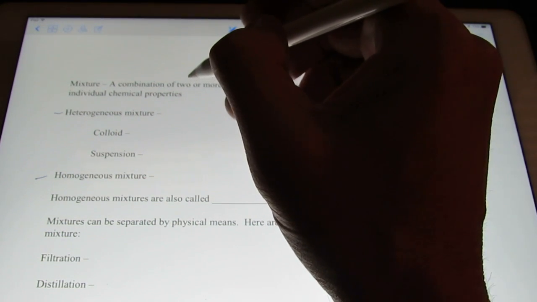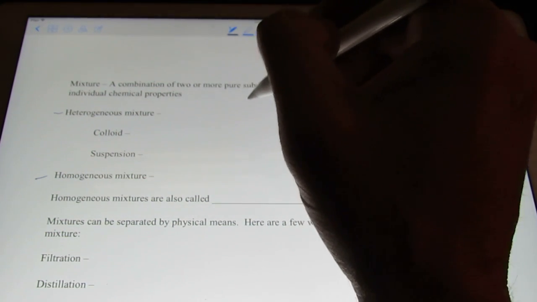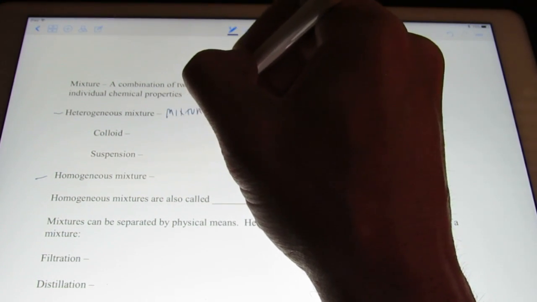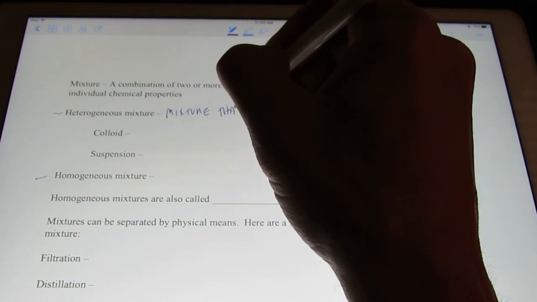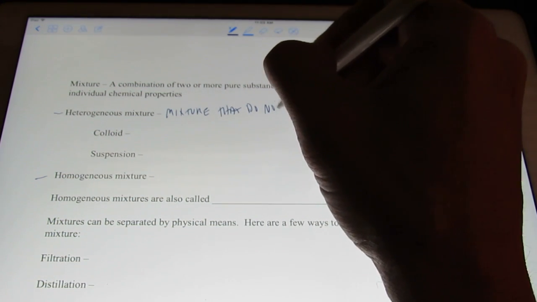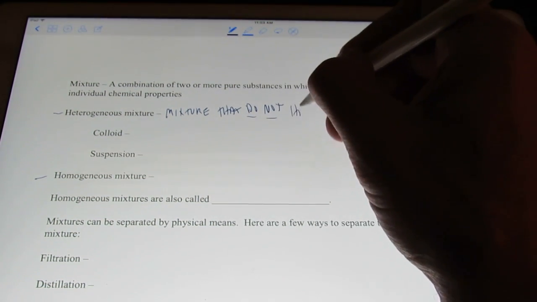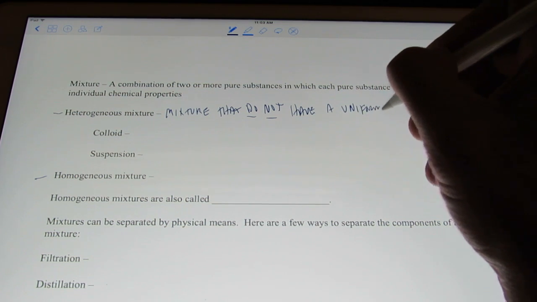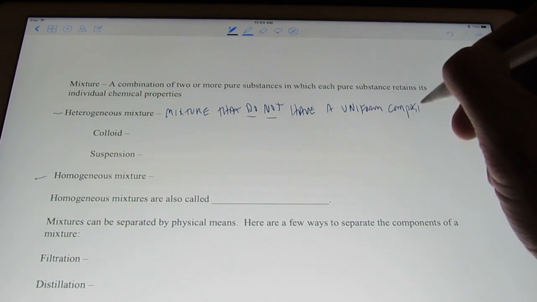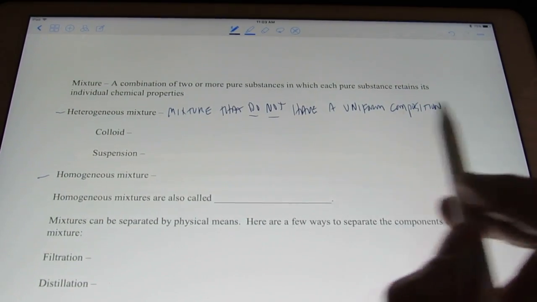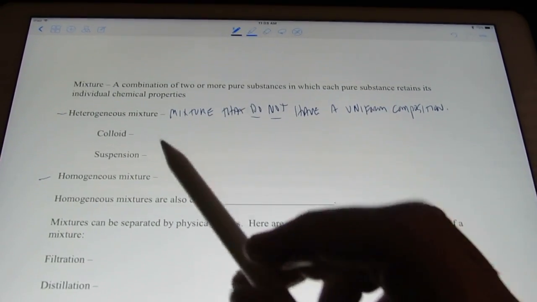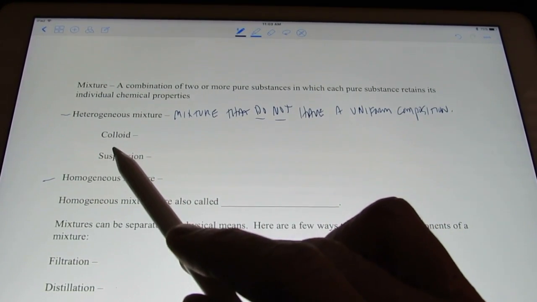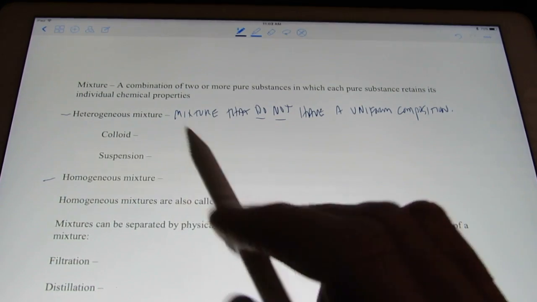Heterogeneous mixtures would be a mixture that does not have a uniform composition. So these are mixtures that do not have a uniform composition. They are not uniform throughout. Now, there are two subcategories of heterogeneous mixtures. There are colloids and suspensions. Both, of course, are heterogeneous mixtures.